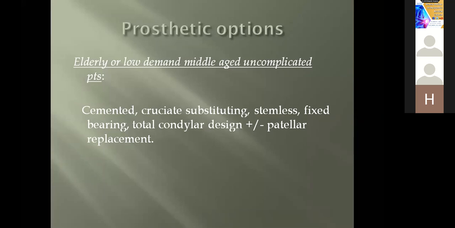Prosthetic options. If we are talking briefly, for elderly or low-demand middle-aged uncomplicated patients, we usually put cemented, cruciate substituting, stemless, fixed bearing, total condylar designs, and then we think if we will resurface the patella or not, the concept of selective resurfacing that my colleague, Dr. Sofiane, has talked about in his last presentation.